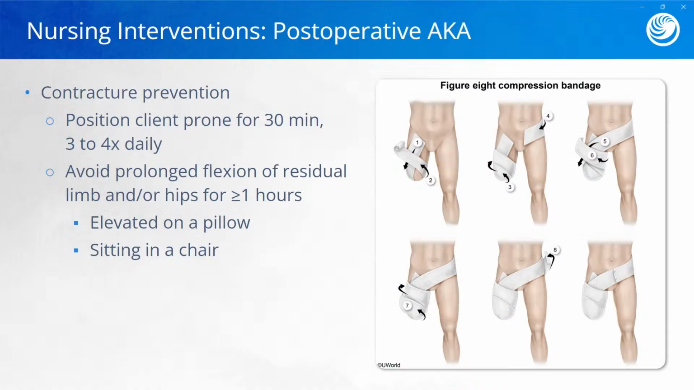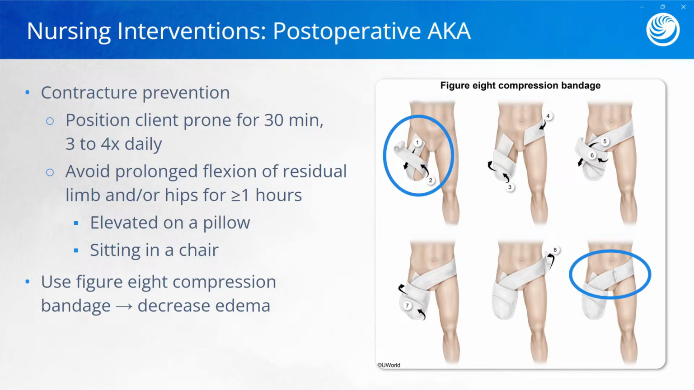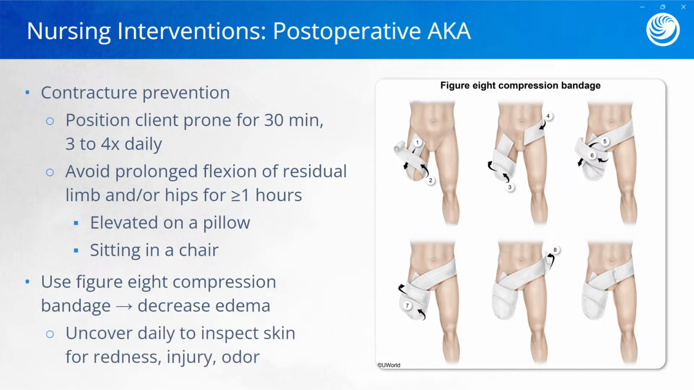To keep edema to a minimum for this client in the residual limb, we'll use a figure 8 compression bandage. You can see in the image here how that's done. It's wrapped around the residual limb and then around the next large joint, which in this case happens to be the hips or waist. By wrapping it around the hip and waist, it keeps the bandage in place. For a client with this figure 8 bandage in place, we want to check it daily to make sure that the skin underneath has no signs of redness or odor or irritation, which could indicate a complication.